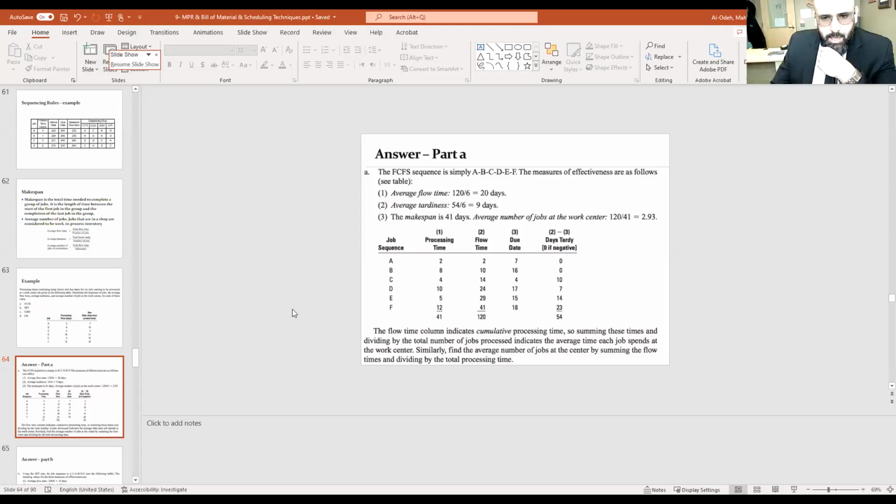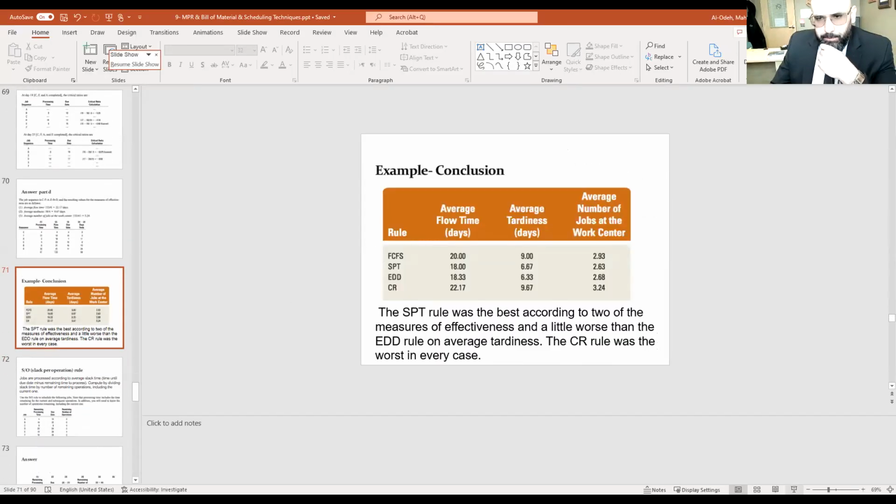So based on the slides, here's the conclusion. These are the 3 parameters: the average flow time, the average tardiness, and the average number of jobs. It looks like the shortest process time rule would be the best according to 2 of the measures of effectiveness, and a little worse than the earliest due date rule on average tardiness. So therefore, I think we should select the shortest process time. The CR rule was the worst in every case, so we should not pick the CR rule.